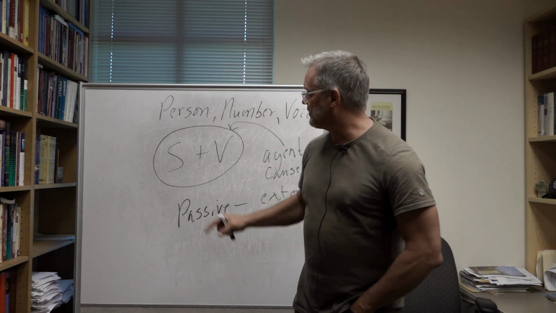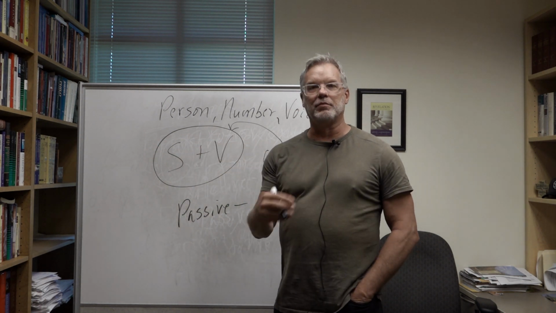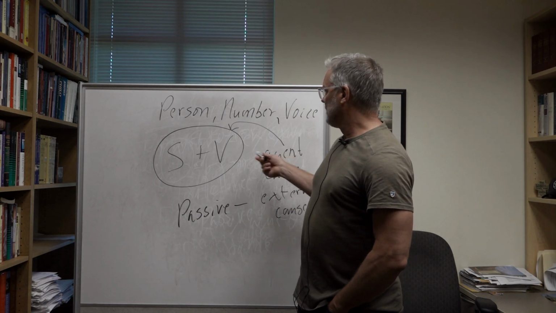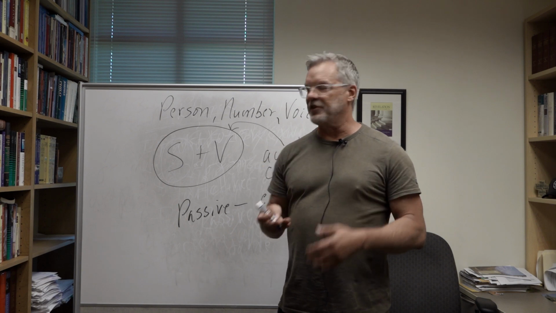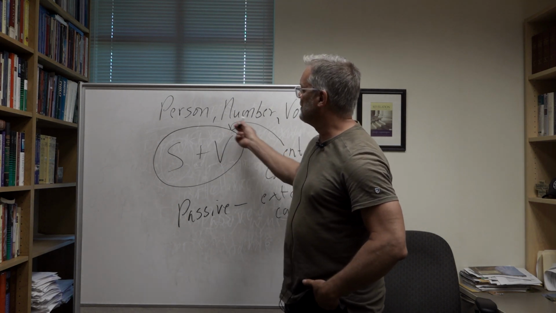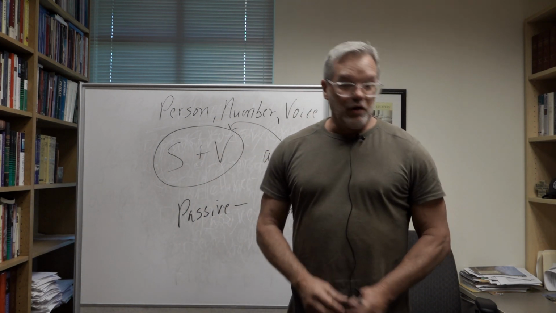So active voice is direct cause. The subject is directly involved in bringing about the action. Whereas with external cause, the subject is no longer involved in producing or bringing about the action, but is being acted upon. The agent or cause of the action is outside. That's passive voice. Now, middle voice.